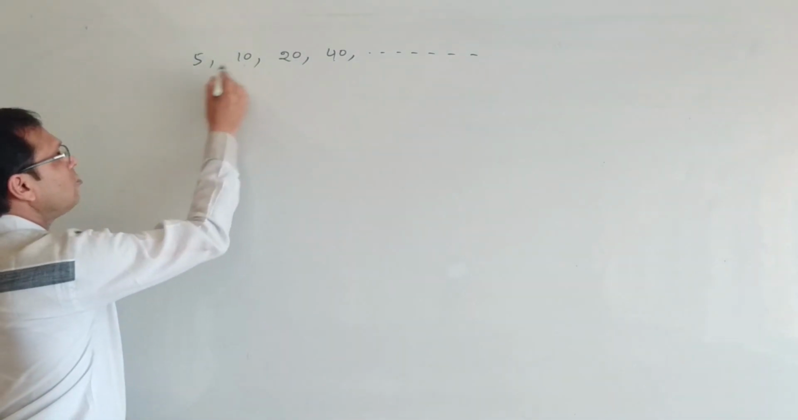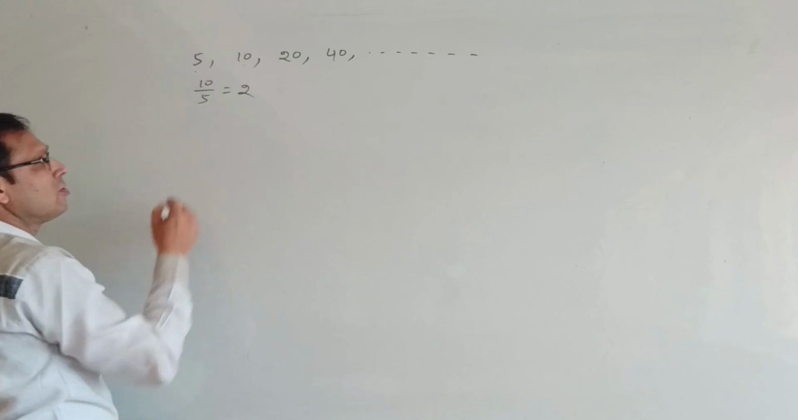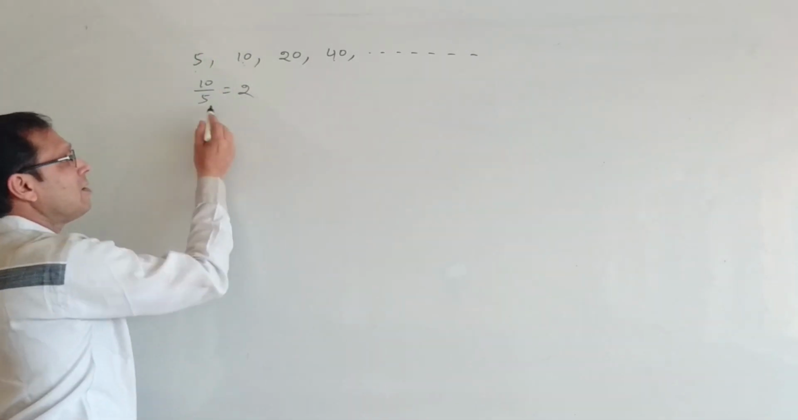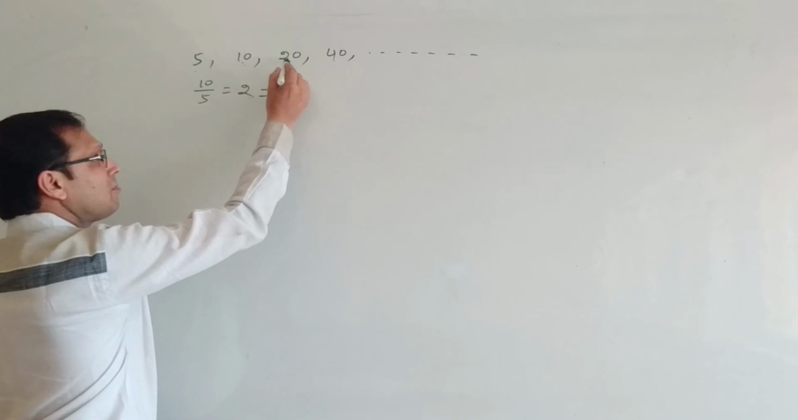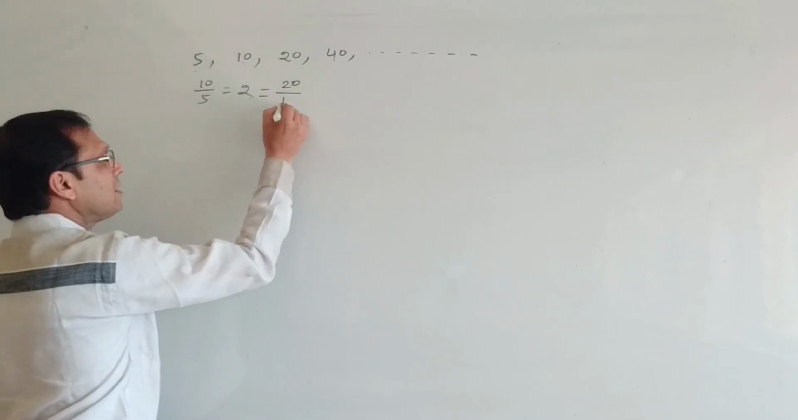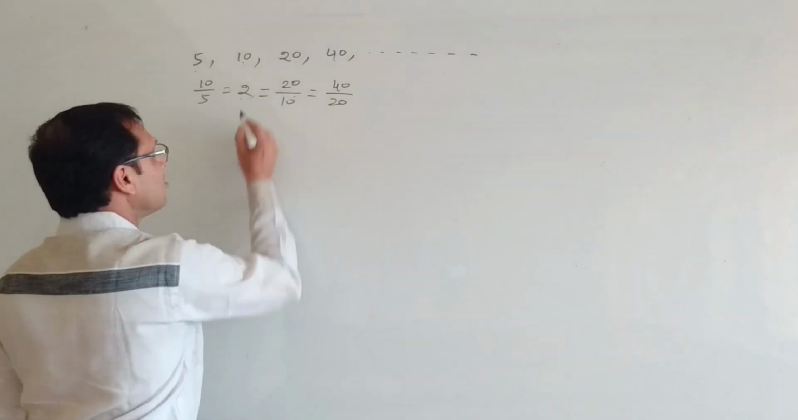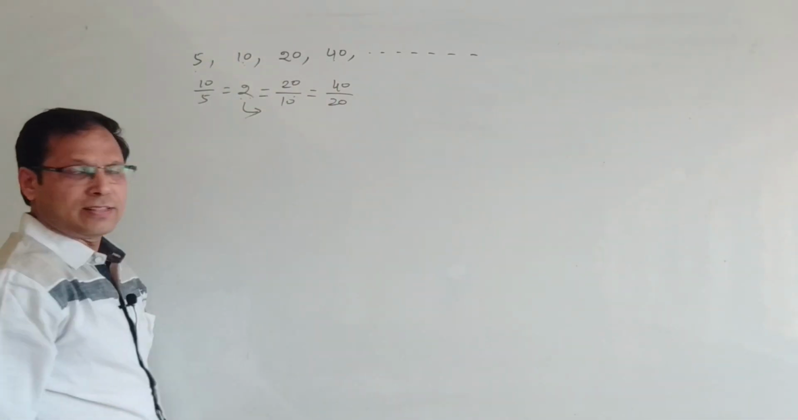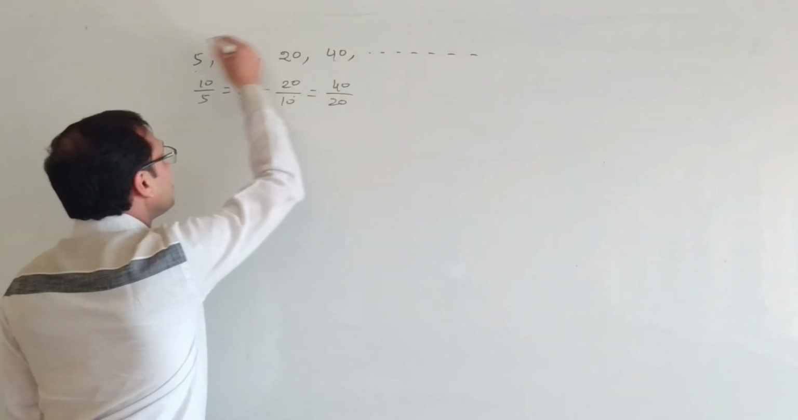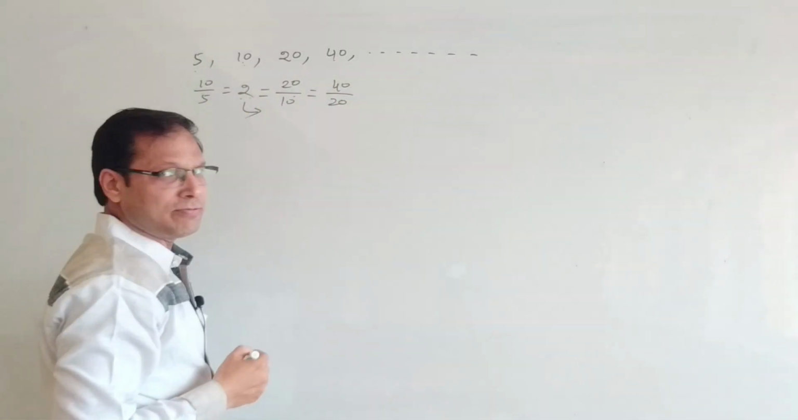Here T2 by T1, that means 10 by 5, is equal to 2. The ratio of T2 and T1 is equal to 2, and the ratio of 20 and 10, that is 20 by 10, is also 2. Also 40 by 20 is 2. So this ratio is constant. That's why these are called geometric progression. This sequence itself is known as geometric progression.